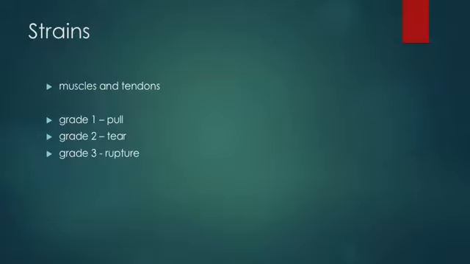Some signs and symptoms of a pulled muscle include mild pain, some tenderness in the area, so maybe some swelling, but no or minimal loss of strength, stability, and range of motion. A grade 1 strain affects less than 10% of the muscle fibers in that area.